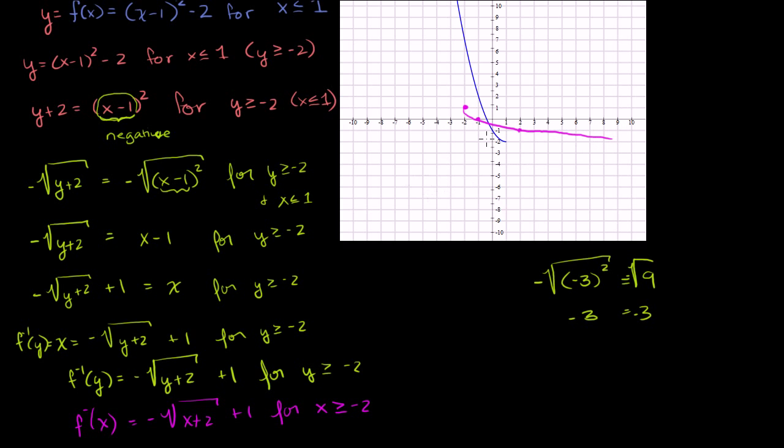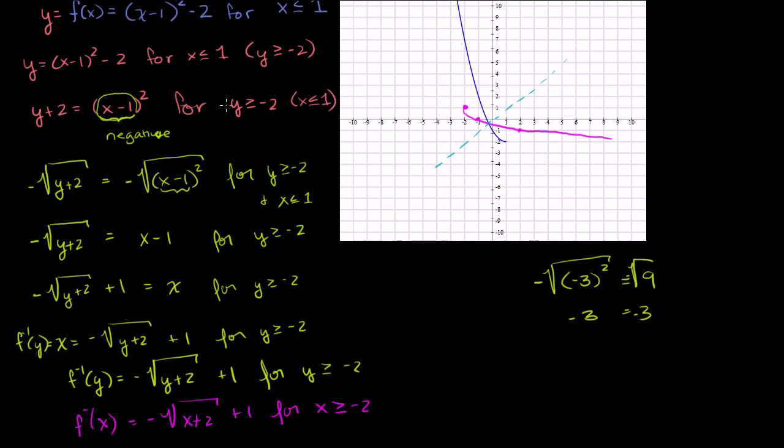And as you can see, it is a reflection of our original f of x along the line y is equal to x, because we've essentially just swapped the x and the y.